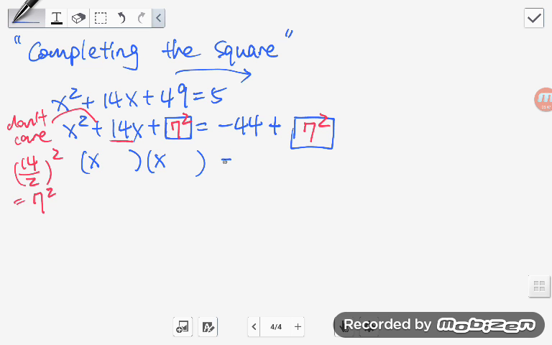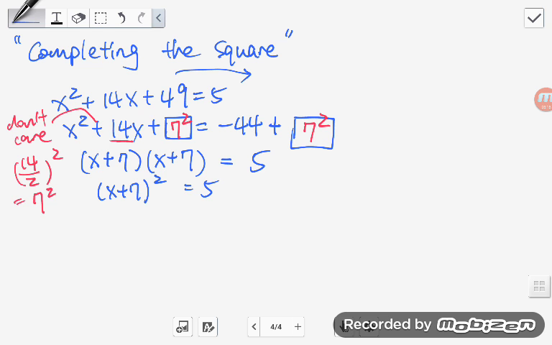On the right hand side, I'm gonna have negative 44 plus 49, which is 5. And on the left hand side, x times x gives me x squared. What times what gives you 7 squared? 7, right? 7 times 7 gives me 7 squared. And the signs must be plus and plus. So I have (x + 7) squared is equal to 5. And that's it. I'm almost done, right?